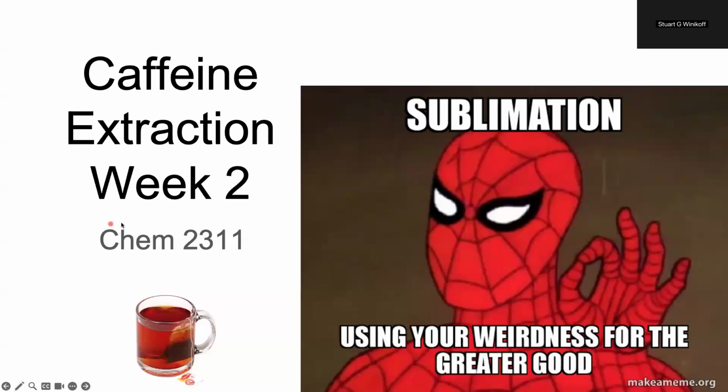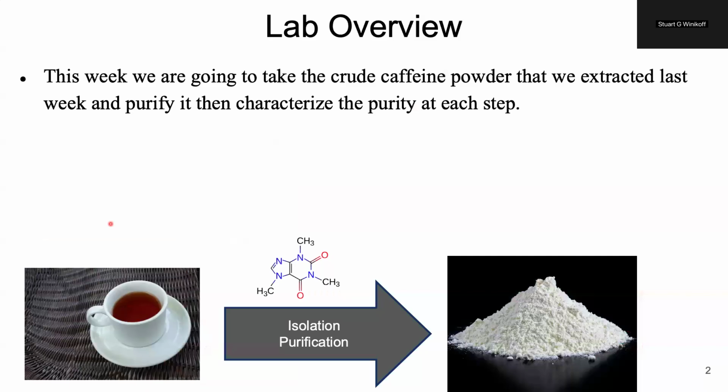Hello, everyone. Time to get ready for another lab. So this week, we're going to be continuing our caffeine extraction by purifying our products. Last week, we generated a nice crude caffeine powder that should be sitting in the back of your hood.